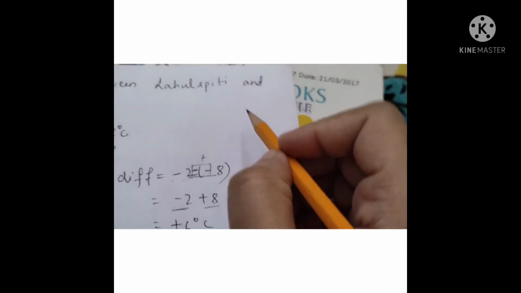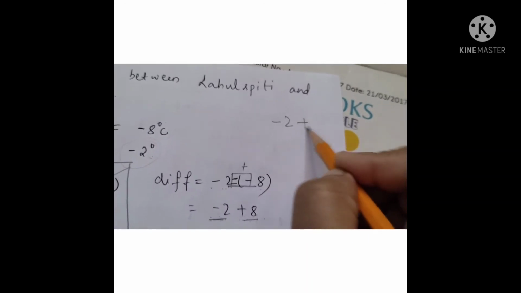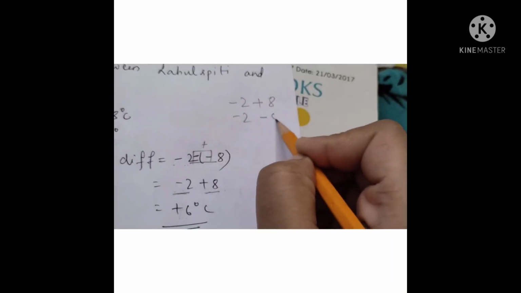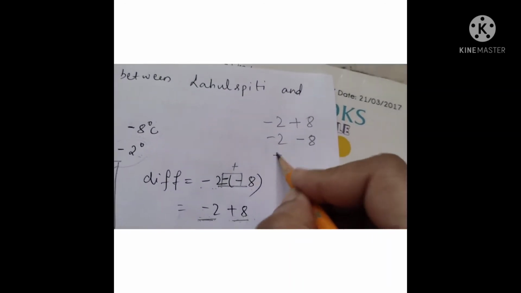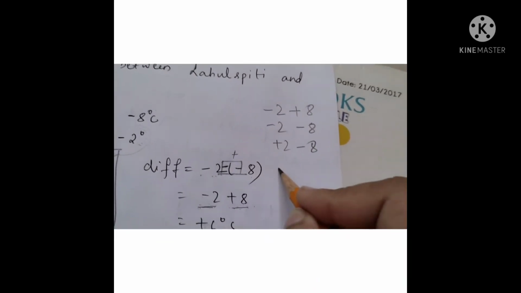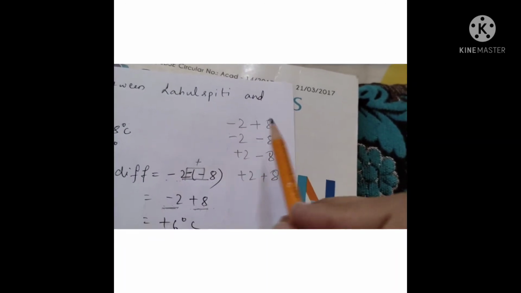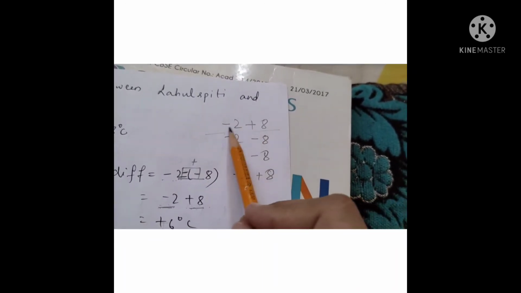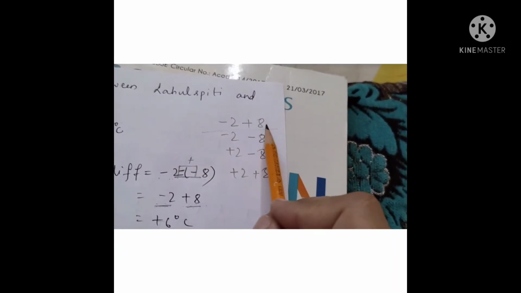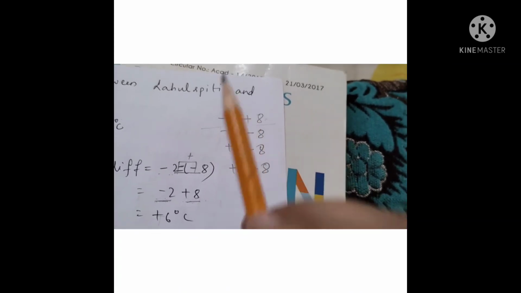One more thing you need to remember is, if you have -2 + 8, -2 - 8, then +2 - 8, and then +2 + 8. In -2 + 8, 2 is negative and 8 is positive. So these are two numbers with different signs. 8 is positive, 2 is negative. So you need to subtract in this case.